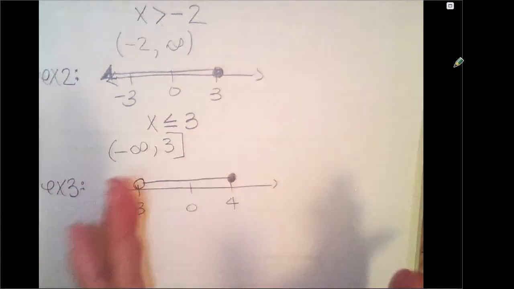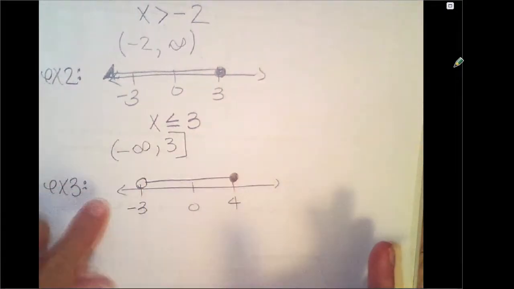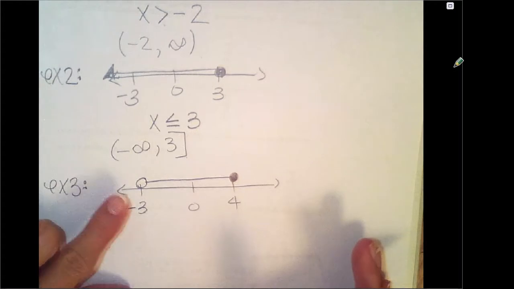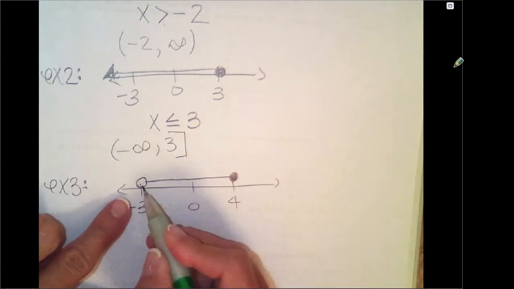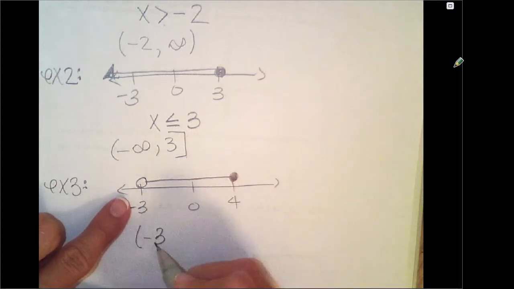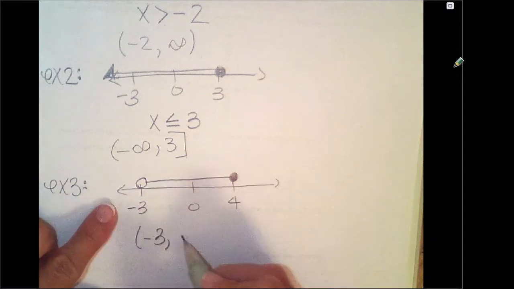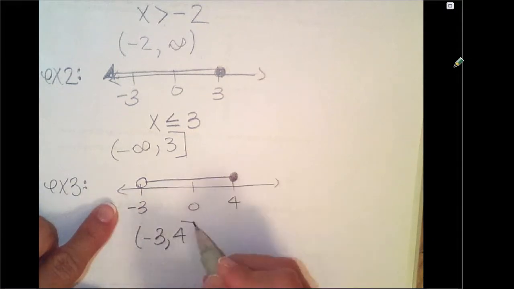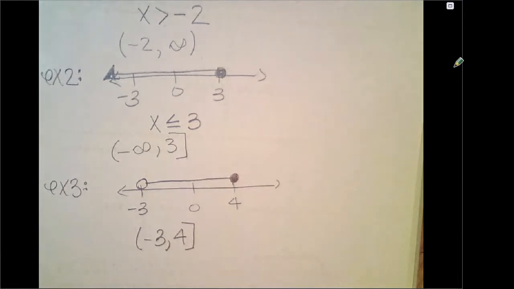So what's happening to the graph on the left side? Well, I'm going to -3 and I'm stopping, and it's an open dot. So -3. Where am I going? I'm going to 4, but it's a closed dot. So my solution is -3 to 4.